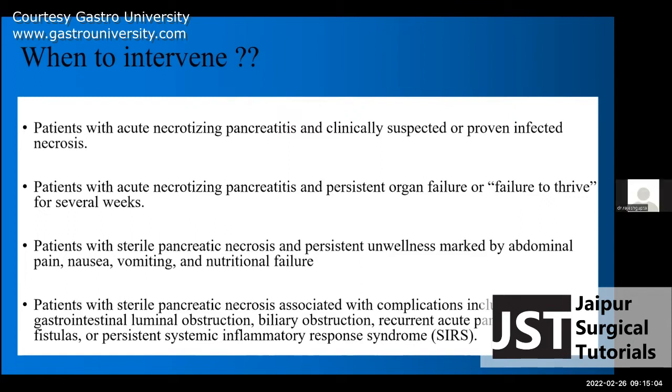What percentage of infected necrosis would present with gas in the pancreatic bed? I'm not sure, sir. Generally it is 30 to 40% at most, mostly 30%. So the majority will not have this radiological sign.